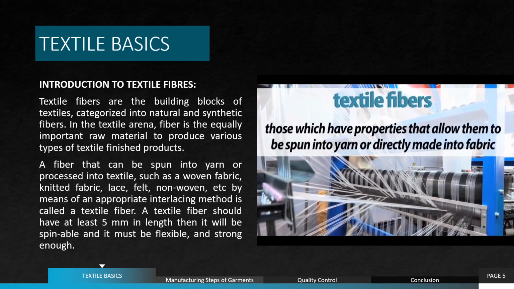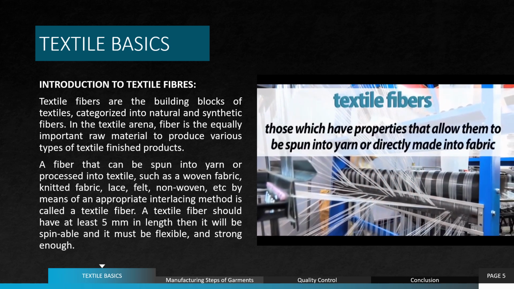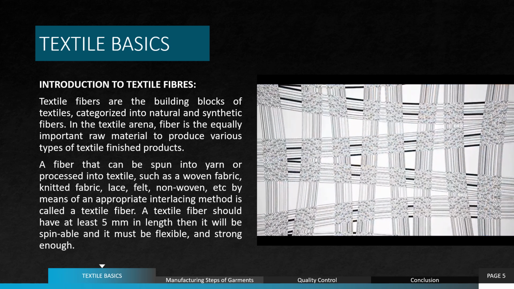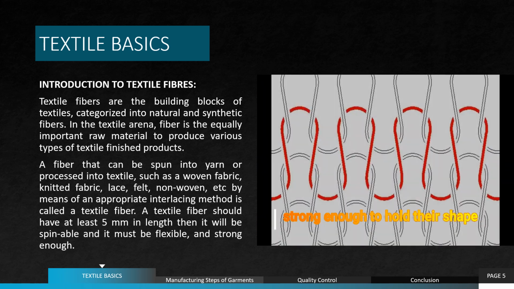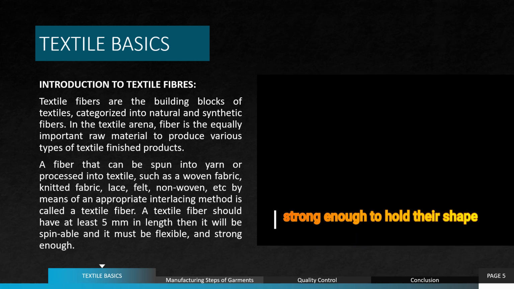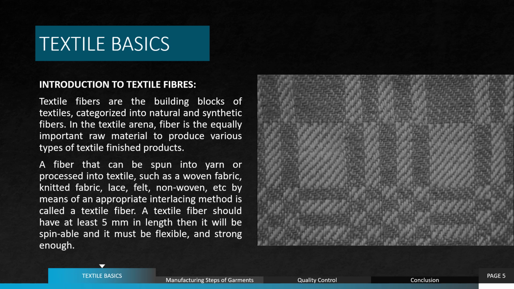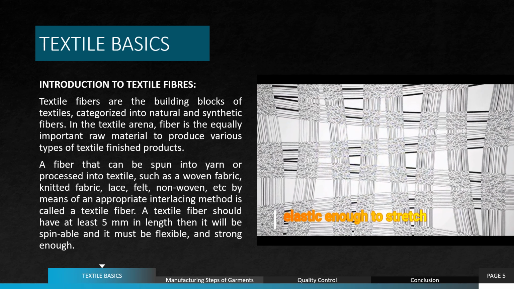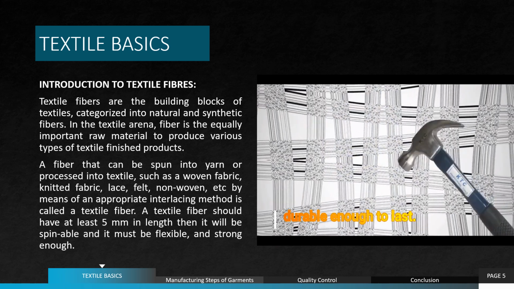Textile fibers are those which have properties that allow them to be spun into yarn or directly made into fabric. This means they need to be strong enough to hold their shape, flexible enough to be shaped into a fabric or yarn, elastic enough to stretch, and durable enough to last.